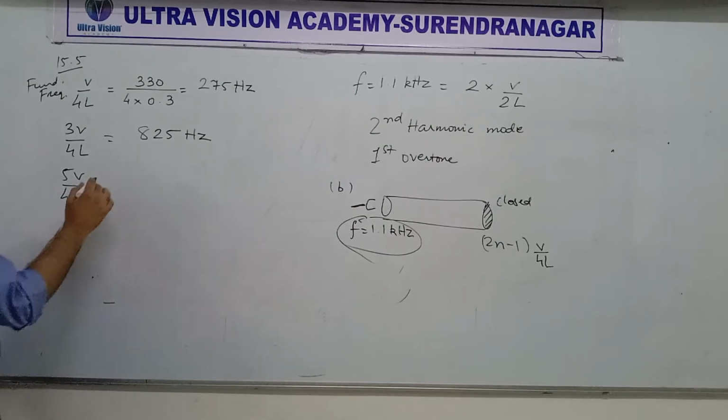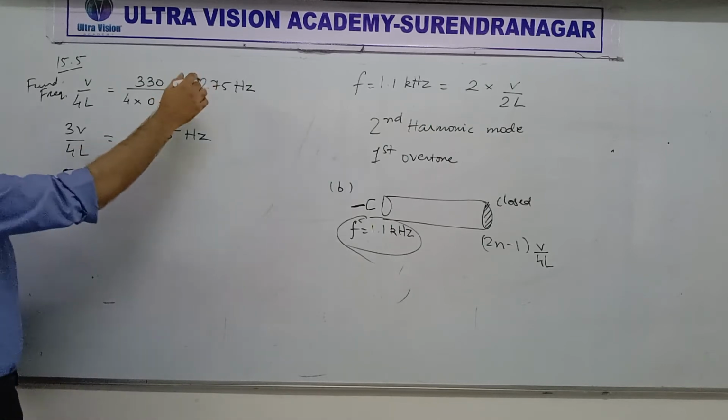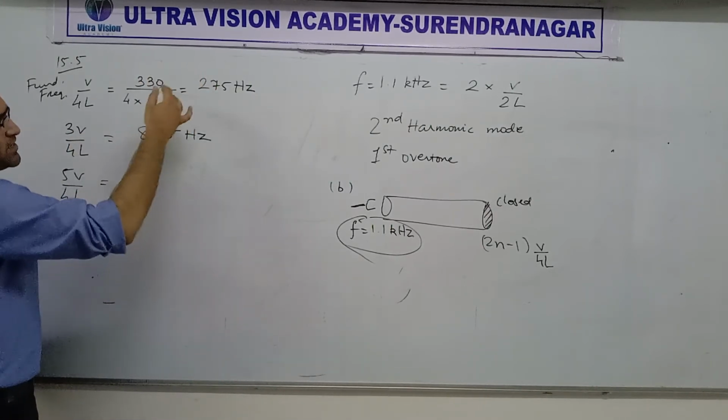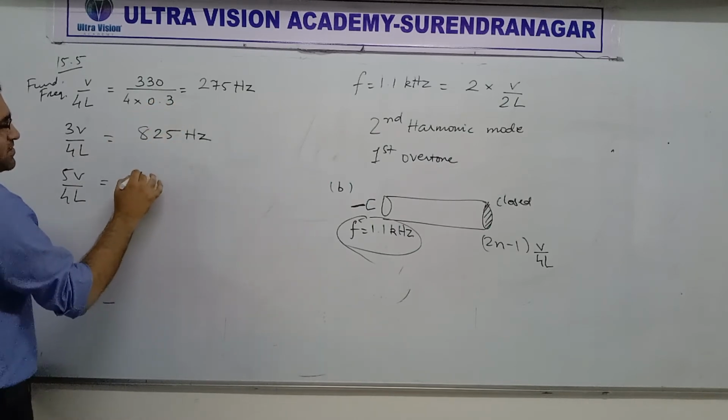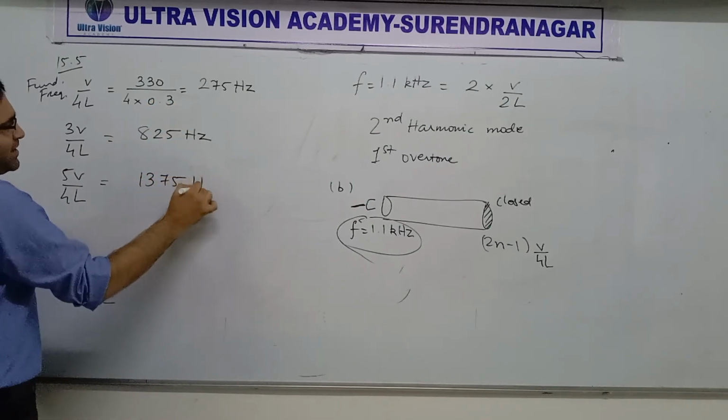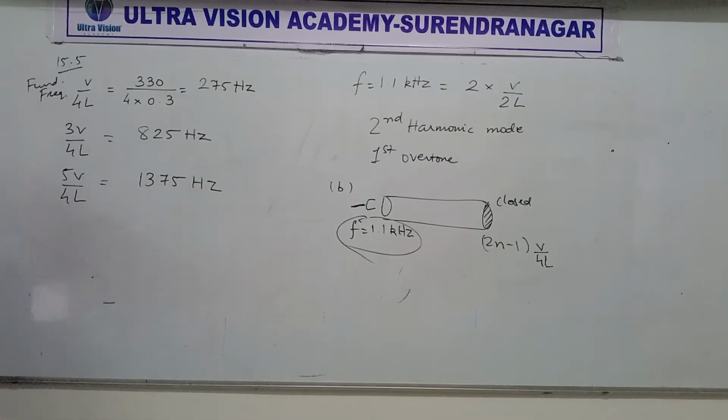Then this one would be this into 5. So 1350 and 1375. Is that right? Check it. 4125? No, it won't be 4125. Ria, you are multiplying this with 5. That's wrong. You have to multiply 5 into V by 4L. Did you all get 1375? Yes or no?